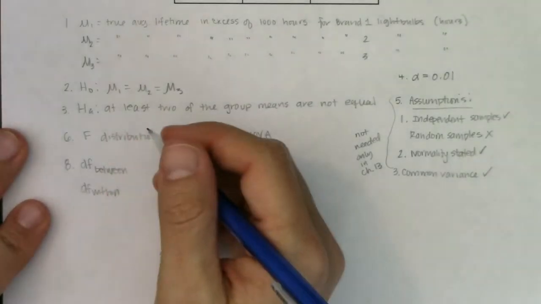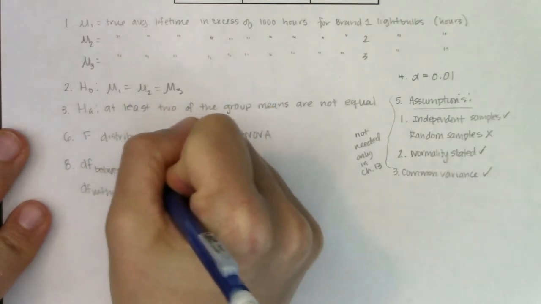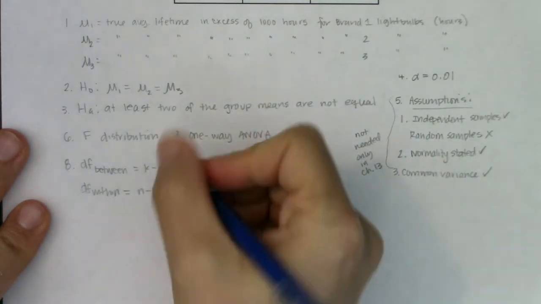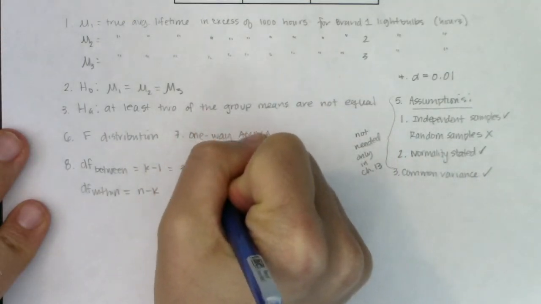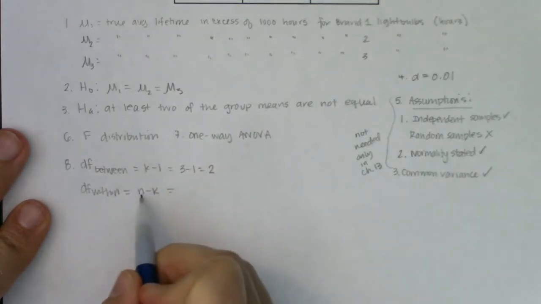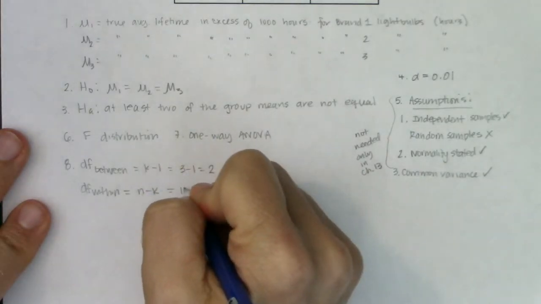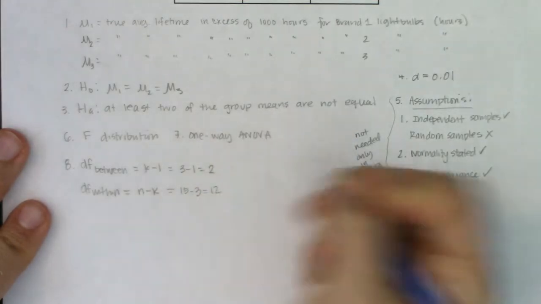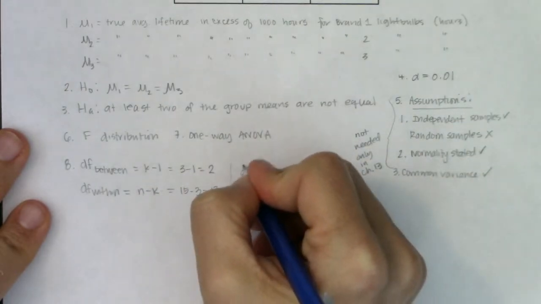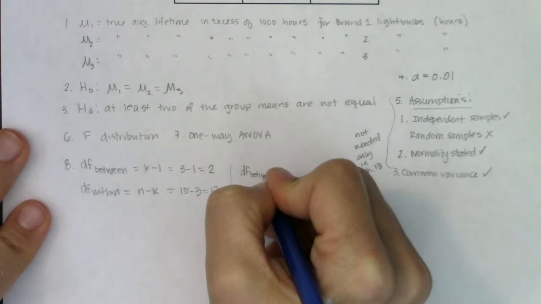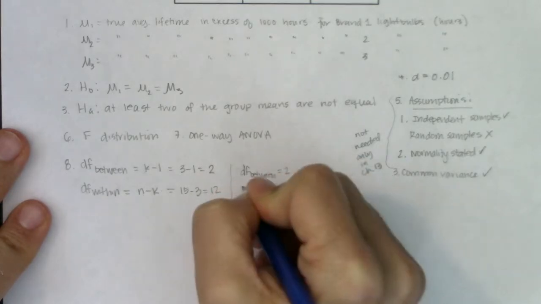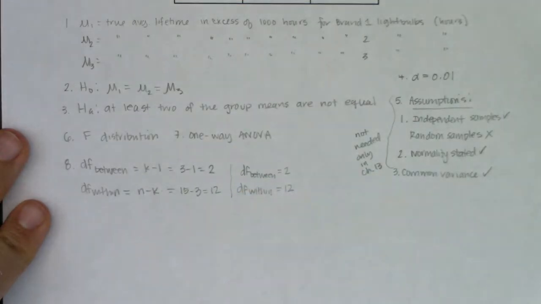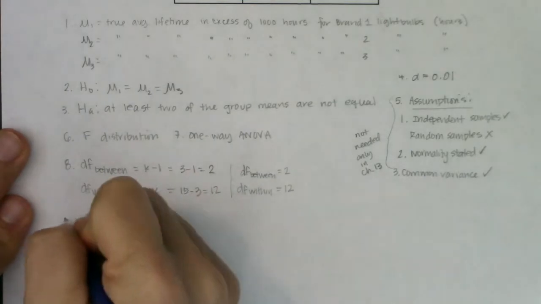All right, so for degrees of freedom between, we have the formula k minus 1, and for within, we have n minus k. If you remember, we had 3 levels, so 3 minus 1 is 2. And for n minus k, I had 15 light bulbs but 3 groups, so 15 minus 3 is 12. So ultimately, the degrees of freedom between are 2, and the degrees of freedom within are 12.